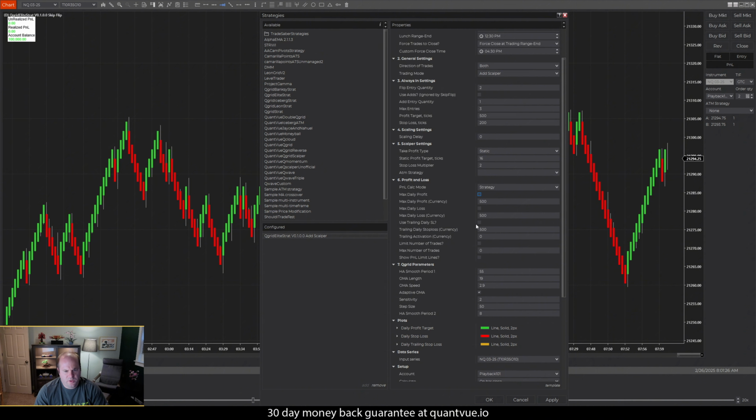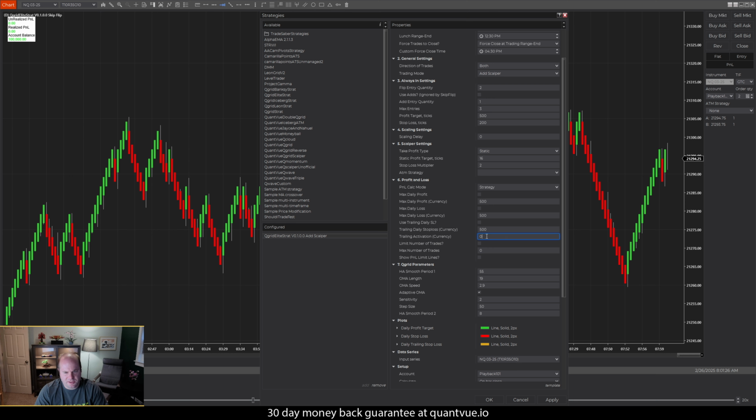Say we had this turned on. Activation is at 0, so it's always activated. It will allow you to lose up to $500 from your maximum profit for the day. So if your maximum profit that's unrealized and realized goes up to say 1,000, and then you start losing, it will kick you out whenever you have lost $500. So change that however you want to.